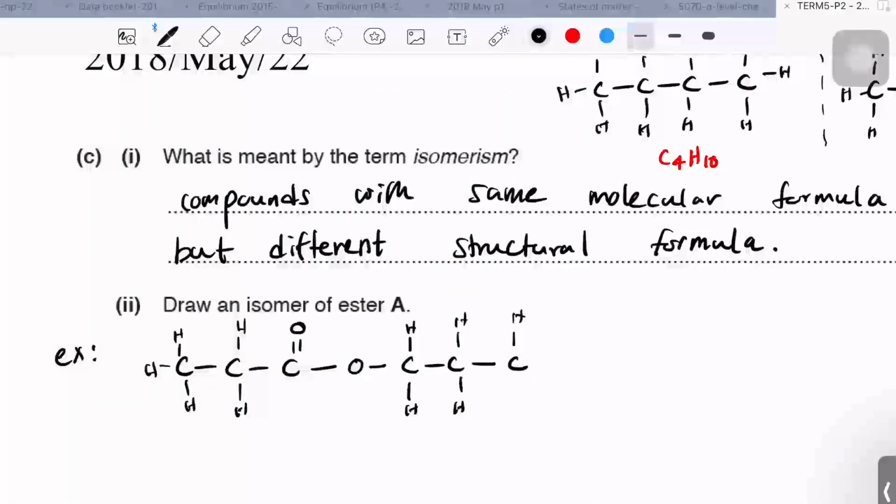Ester, this is different. In isomers the names are also different because the structure is different. Get it? So this has a different name, right? So what's the name of this? Propyl. Propyl what? Propanoate.